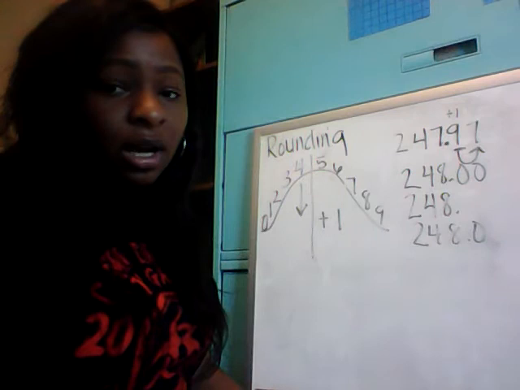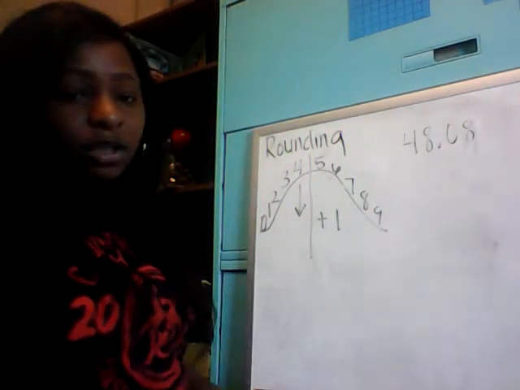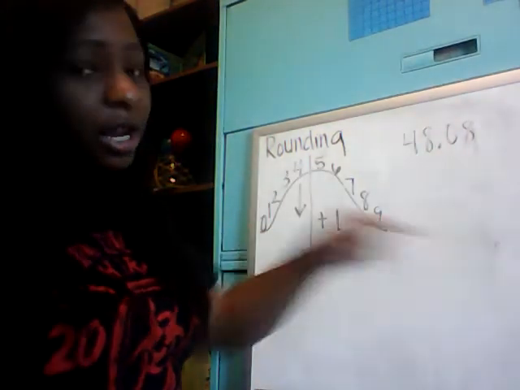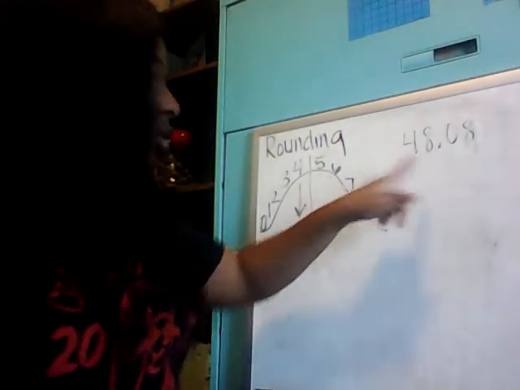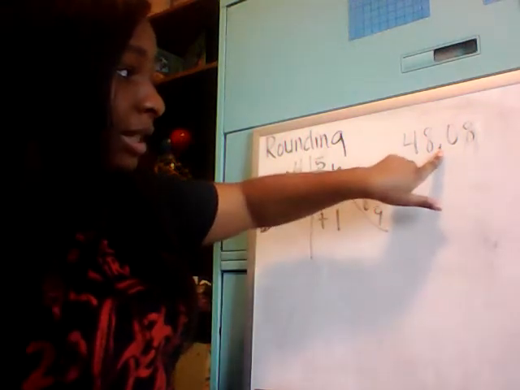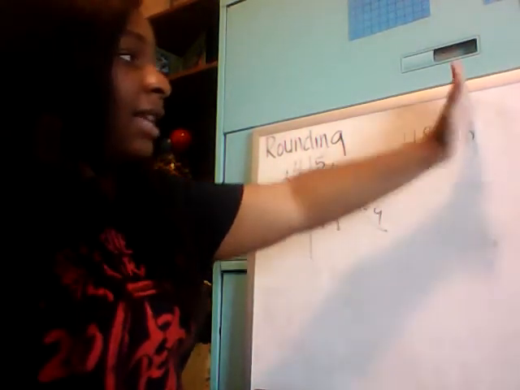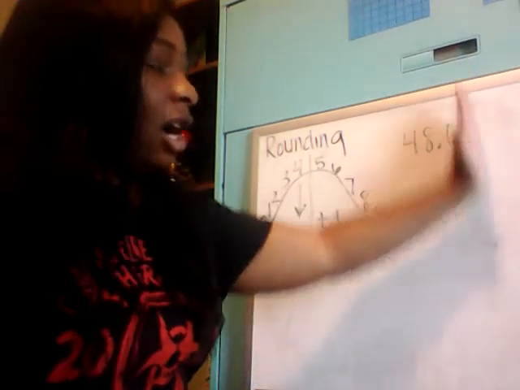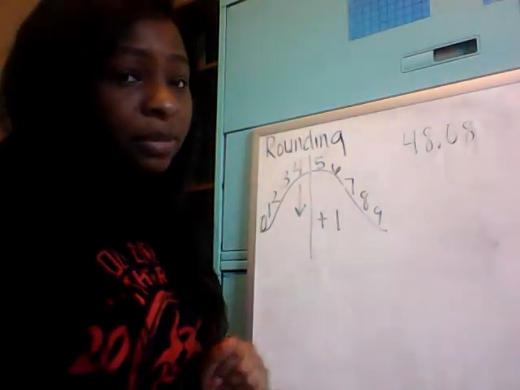And I will do another example. So now we have the number 48 and 8 hundredths. And I want you to pay attention to how I'm saying those decimals. 48 and. When I get to the decimal, I say and then I say the digit in the last place value. 48 and 8 hundredths, because the 8 is in the hundredths place.